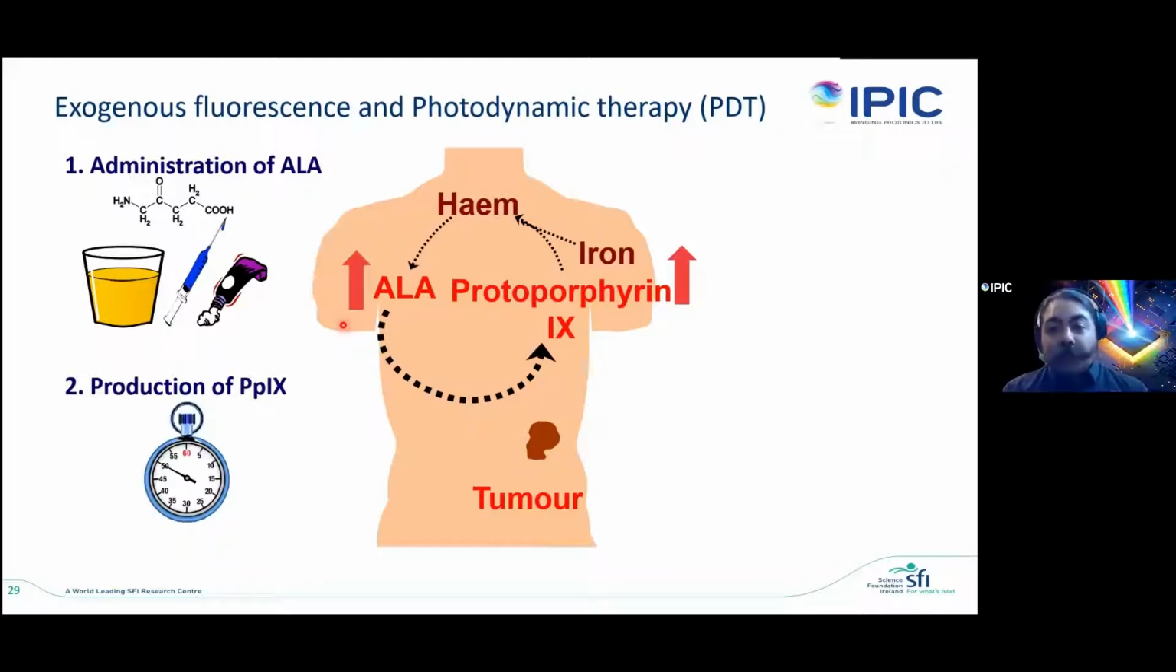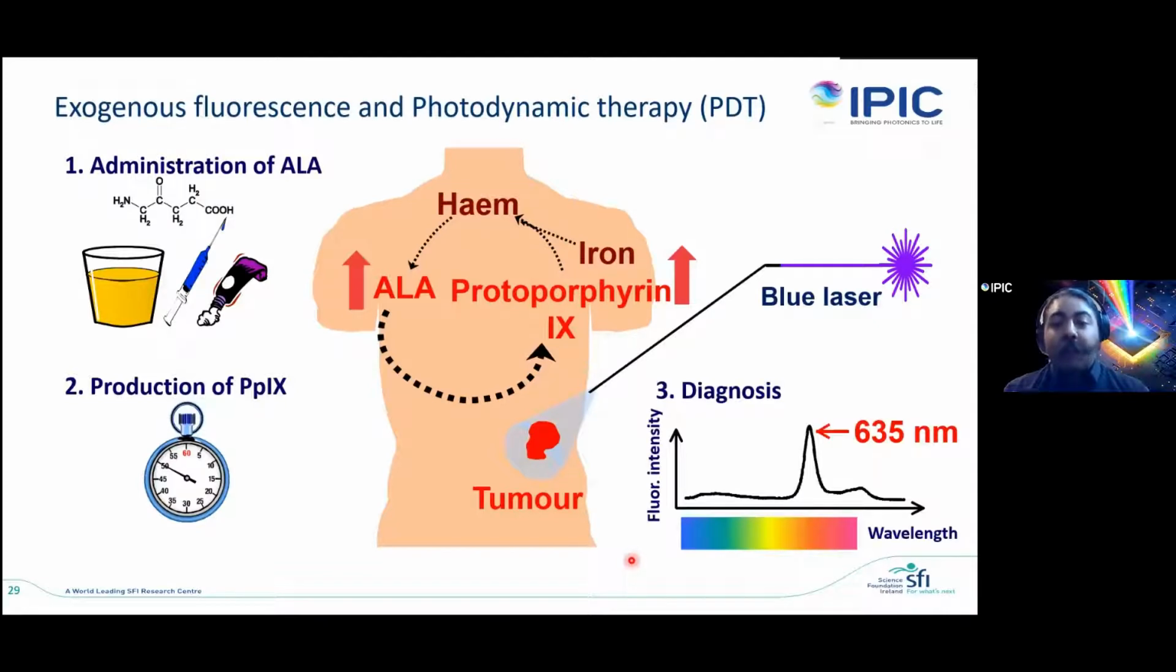If we wait sufficiently, since protoporphyrin 9 is actually a fluorescent molecule, we can see it when we illuminate tumors. It is a fluorescent molecule which accumulates preferentially in tumors. And when we shine a blue laser on the tumor, we can see the fluorescence in red coming out of that tumor.